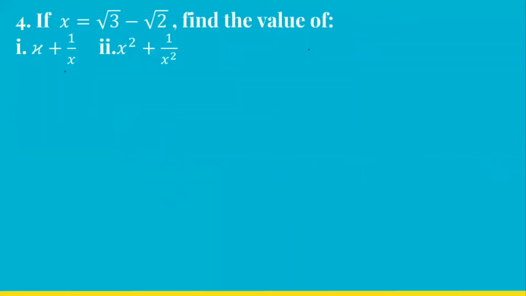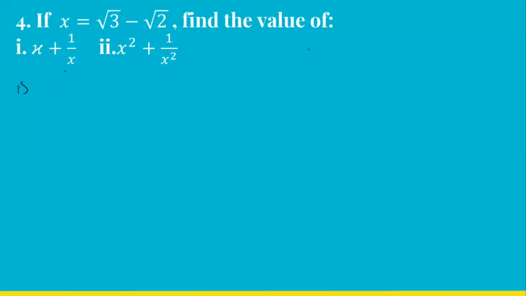If x is equal to root 3 minus root 2, find the value of x plus 1 upon x. And you have 4 sub questions over here. So on this page, let us solve x plus 1 upon x and x square plus 1 upon x square. So let us write the value. First, x plus 1 upon x.